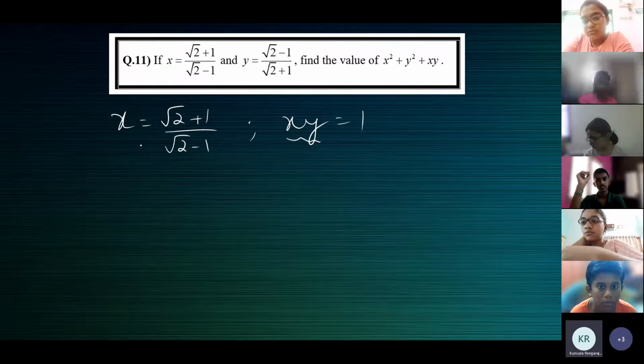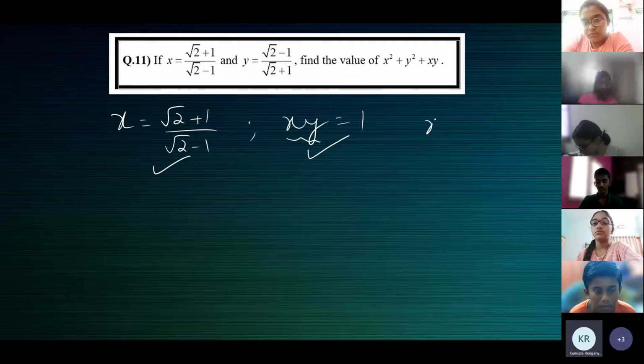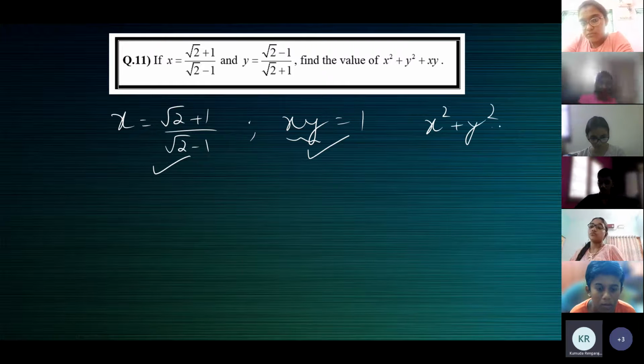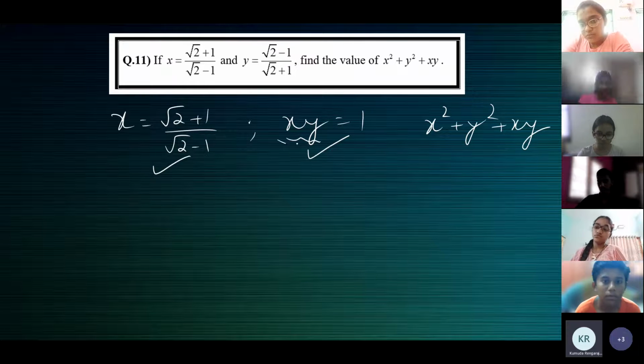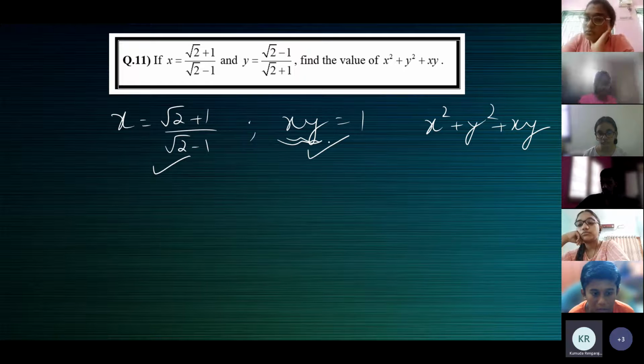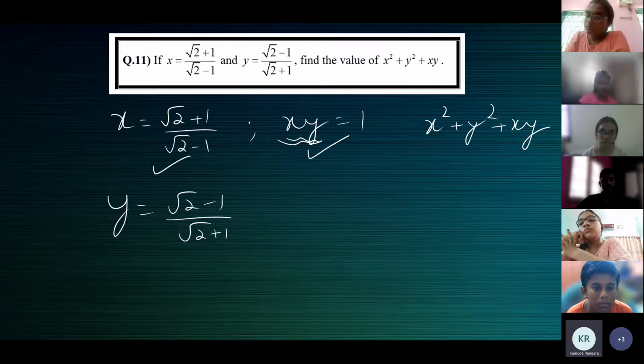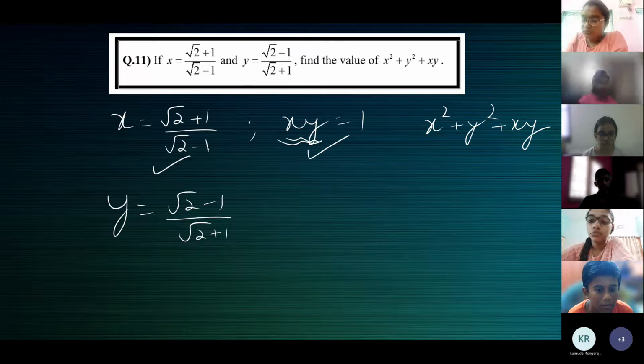They'll not give you y separately like this. They'll give you the expression for x, and then they'll give you this information, xy is 1. Then find the value of x squared plus y squared plus xy. So xy is 1 meaning what? The product of x and y is 1. When is the product of x and y 1? When they are reciprocals of each other. So clearly y is equal to root 2 minus 1 by root 2 plus 1. Is this understood, children? Yes, ma'am.